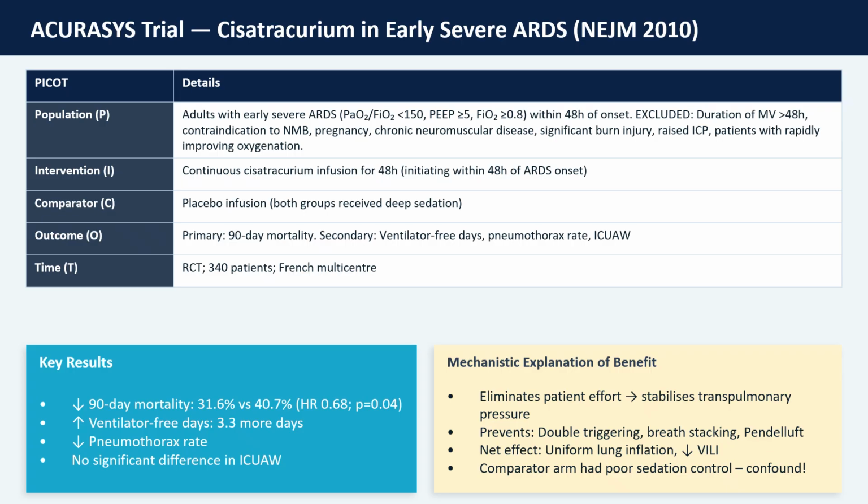But at that point in time, the standard of care was different. At the time when the ACURASYS study was going on, many of these patients were given very high tidal volume ventilation, which is not the standard of care now. The PROSEVA trial was not yet published, so many of these patients were not proned also. So basically, you have compared an arm with very deep sedation and neuromuscular blockade versus a patient with very deep sedation. Not all patients require deep sedation, and we know that deep sedation is associated with adverse outcomes.